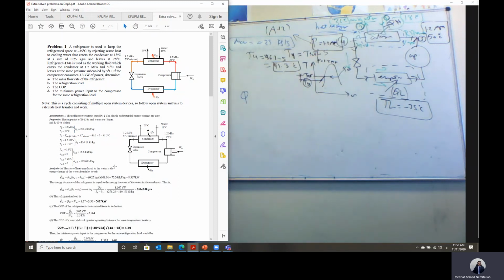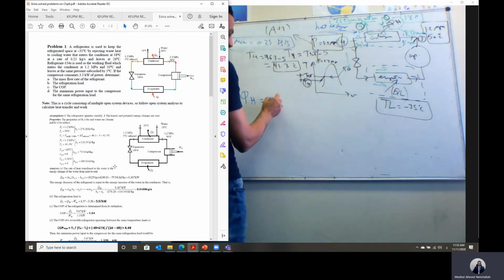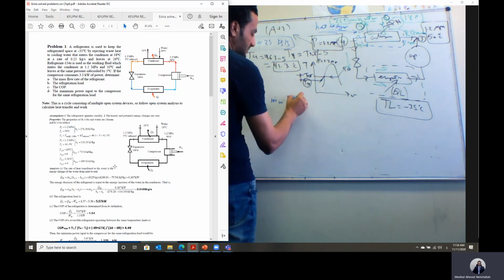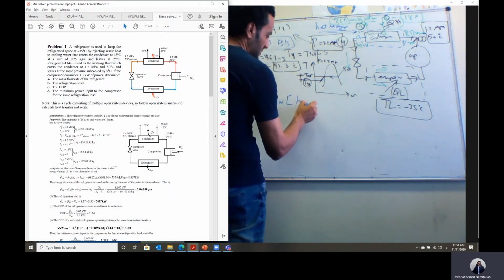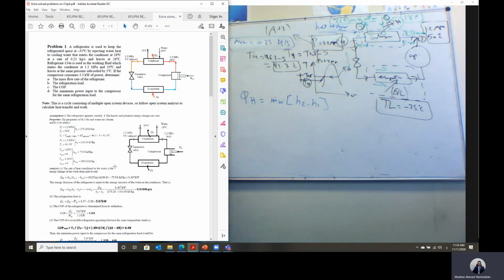Heat rejected by the refrigerant is the same as heat absorbed by the water, which we call Q high in this case. So Q high will equal m dot water, which is the cooling water, multiplied by the enthalpy difference, H2 minus H1. We call it Q high, the heat absorbed by the water. The mass flow rate of the cooling water is given, and we need to calculate H2 and H1. He gave you T1 and T2, and the state is just liquid water.